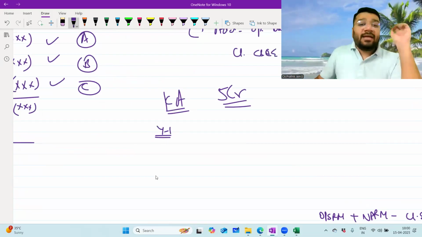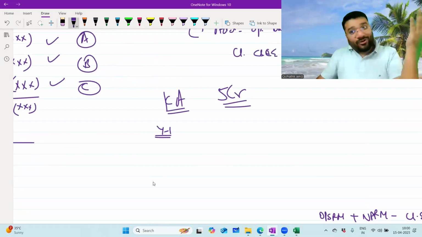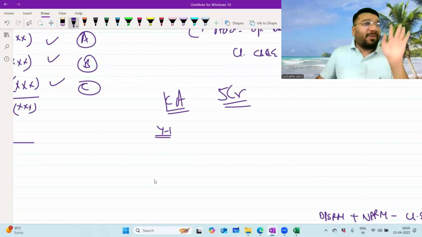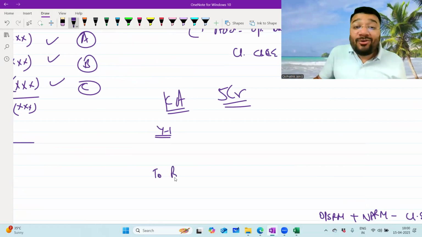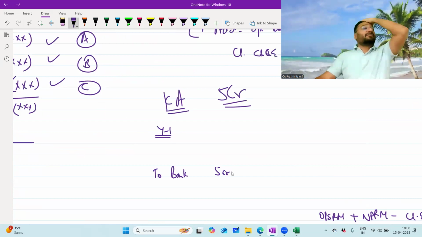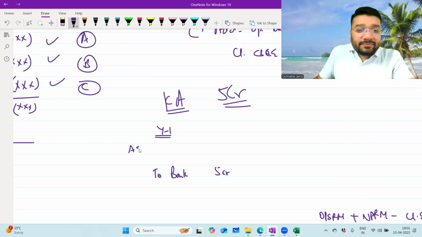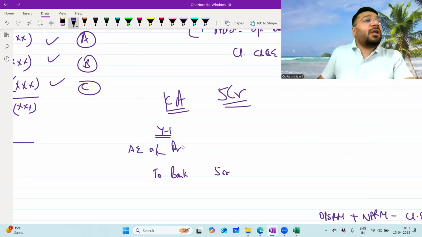What is the journal entry? One thing we know very clearly, to bank 5 crore will come, because from your bank account, 5 crores went. Debit is what? Advertisement expenditure. Wonderful. That's all. 5 crores or how much amount?